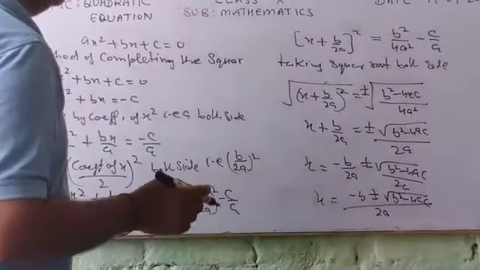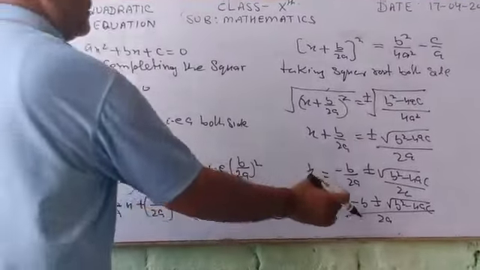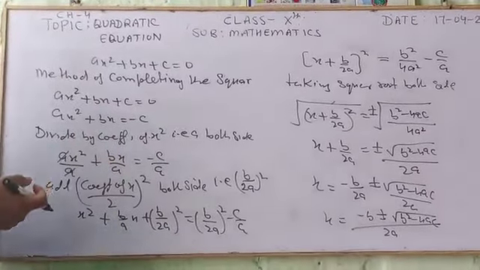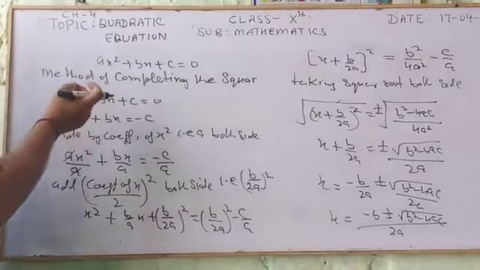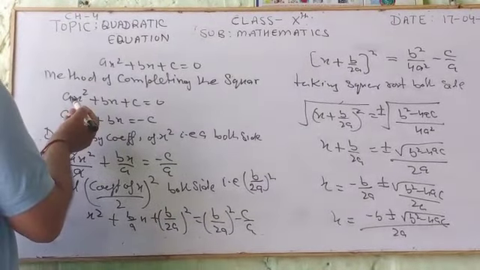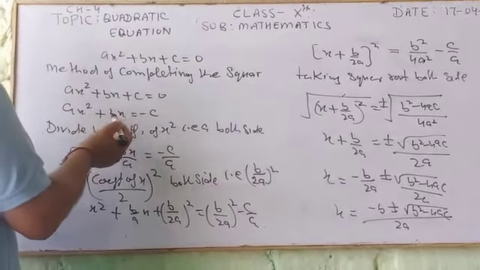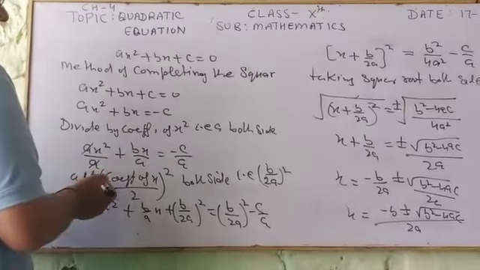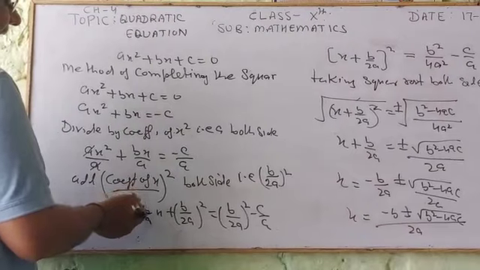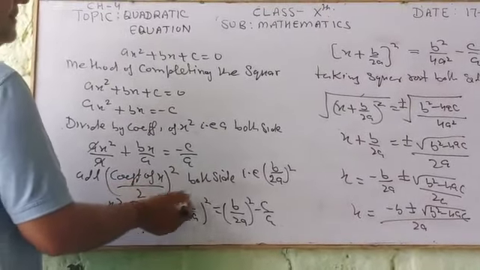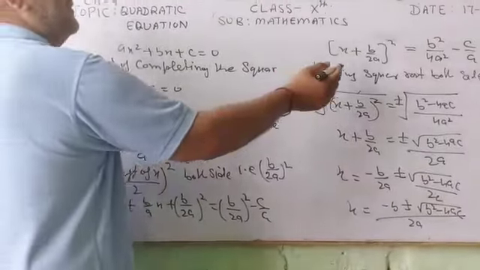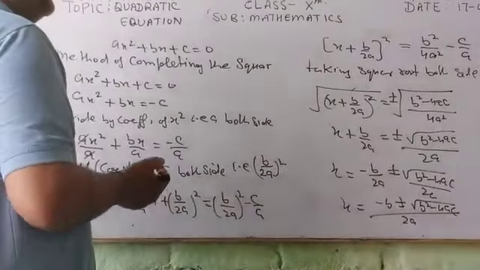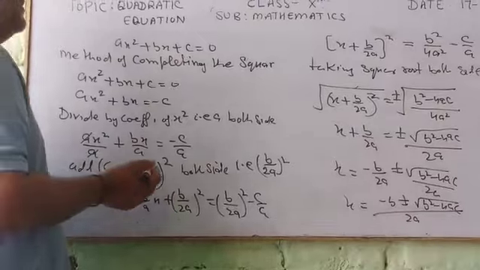This is the solution formula, and we derived it using the method of completing the square. So students, let me revise here. For ax square plus bx plus c, we move c to the right as minus c, divide by a, and add the square of half the coefficient of x on both sides. After simplification, taking square roots, we get the formula x equal to minus b plus minus square root of b square minus 4ac upon 2a.